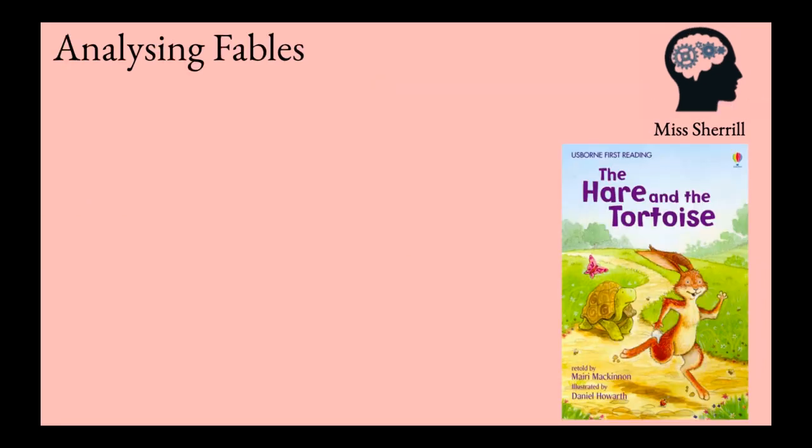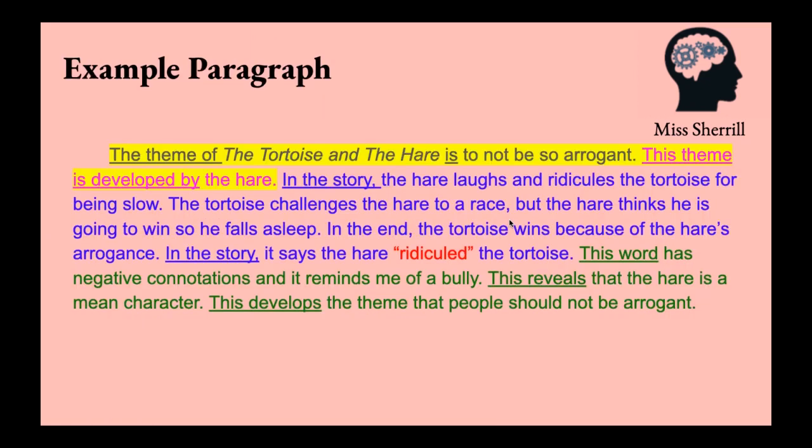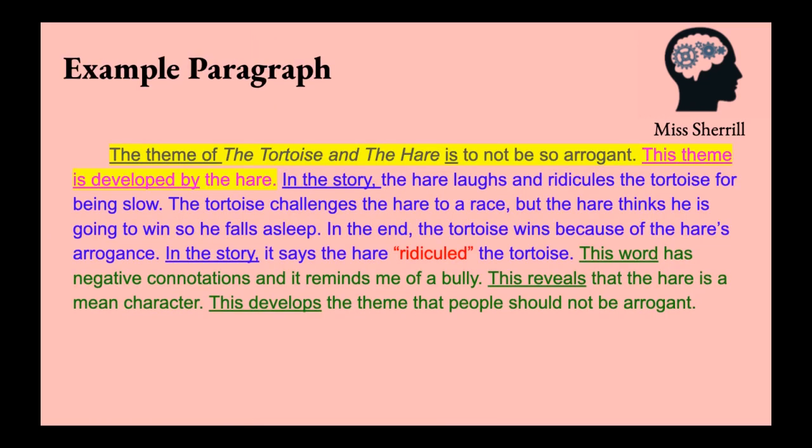Okay. And finally, my favorite fable, The Hare and the Tortoise. We could look at this on a character level, right? We could say that the hare one day ridiculed the turtle for his short feet and slow pace. Well, what does ridiculed make us think of, right? Ridiculed is a negative word. It makes us think negative things. So on a level 1, we could say ridiculed. Level 2, we could say this reveals that the hare is not a nice person and is not the hero of the story. And level 3, well, let's just keep going.